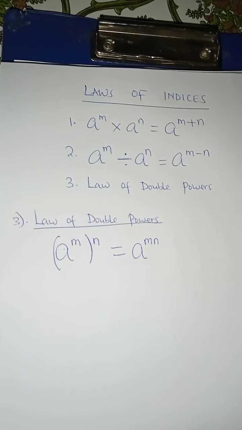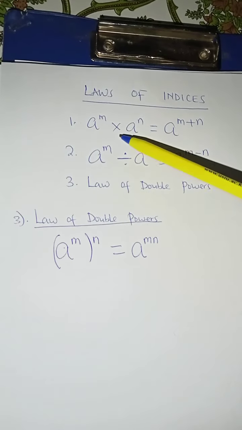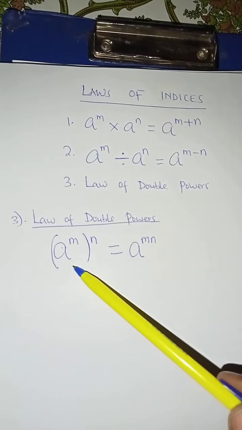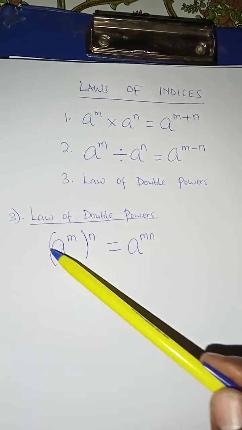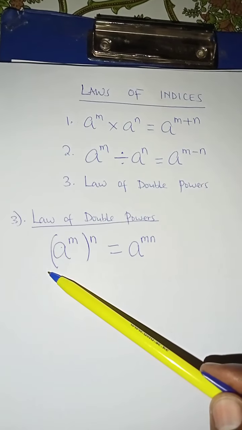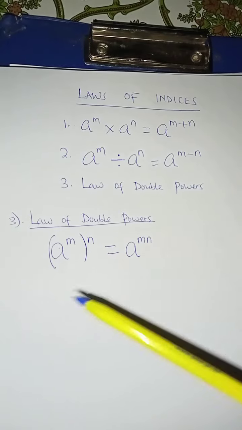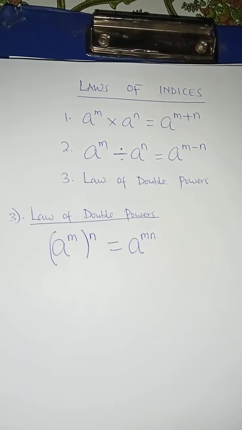Let's not confuse this with law number 1. The law of multiplication, we must see the multiplication sign. The law of double powers, no multiplication sign for the respective numbers, only maybe a bracket. And then what is evident, that there must be some two powers which we are supposed to multiply.